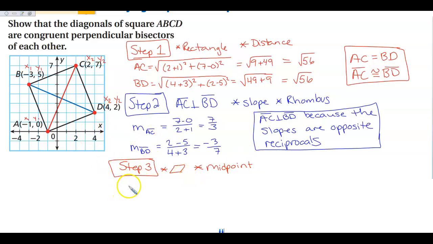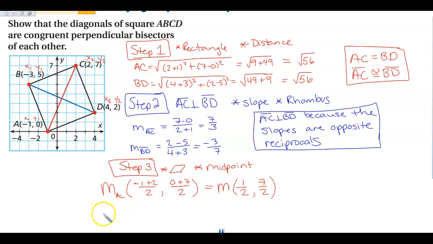Okay? So, to show that the diagonals bisect each other, I want to show that the midpoint is the same for both diagonals. So I'm going to first find the midpoint of AC. Remember, midpoint is add your x's, divide by 2, add your y's, divide by 2. So I'm going to take negative 1 plus 2, divide by 2, and 0 plus 7, divide by 2. This is going to give me that my midpoint, negative 1 plus 2 is 1. It's going to be 1/2 here, and 7/2 here.